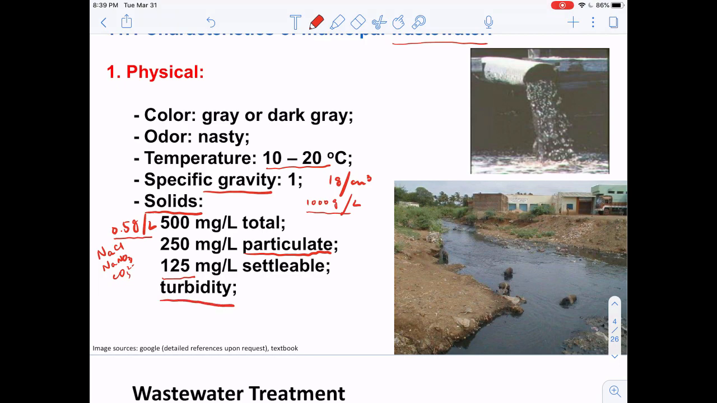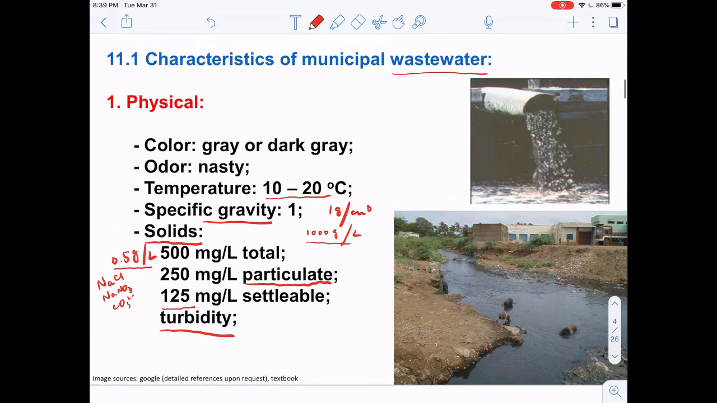So it's quite similar to the coagulation flocculation process, right? We talked about the suspended solids in the water, which are difficult to remove. Those are the non-settleable solids existing in the water. And you can see that this mass concentration is around 125 milligrams per liter for municipal wastewater.